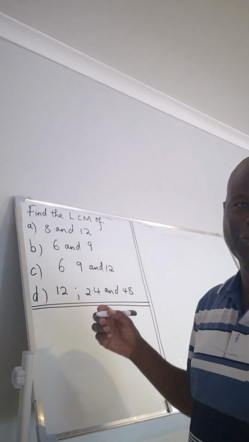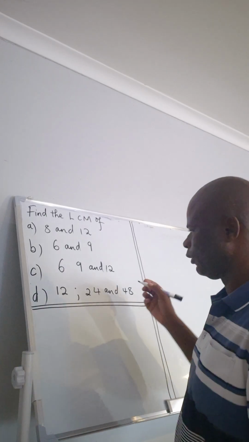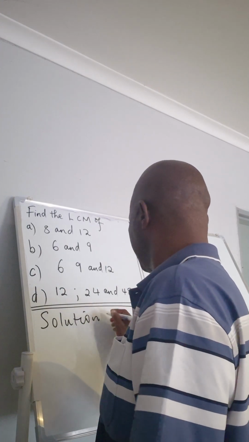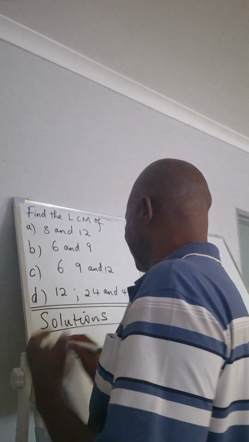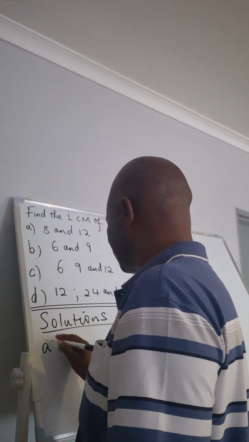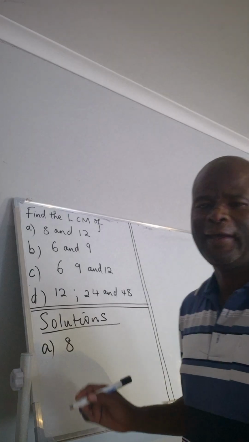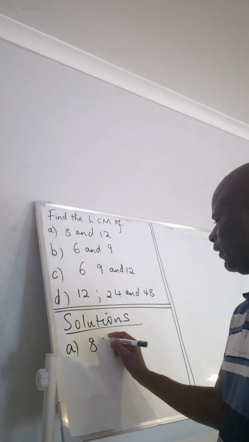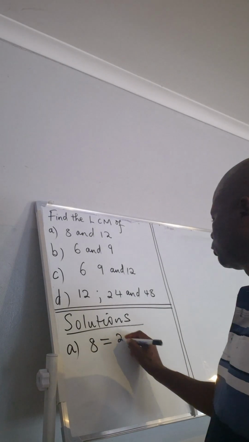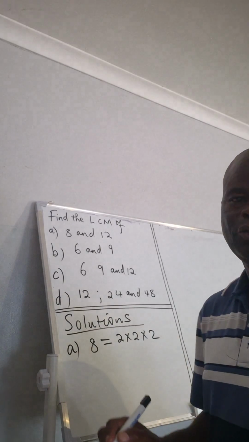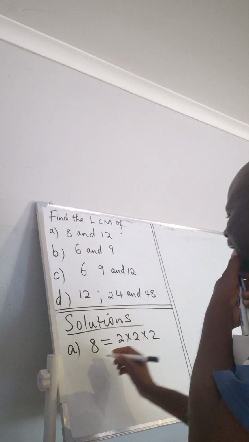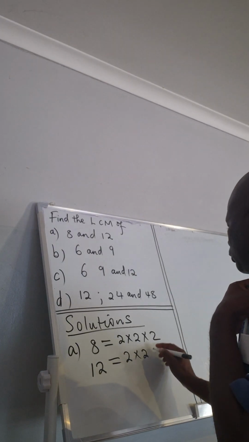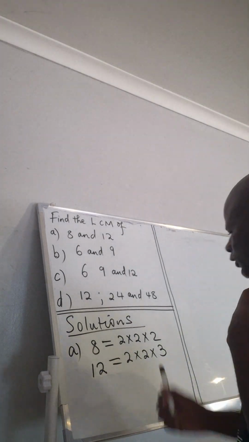You still go back to prime factorization. Solution: the first one, you have 8. Express it in prime factorization. 8 is equal to 2 times 2 times 2. We did that last time. Then 12 is equal to 2 times 2 times 3. That means 4 times 3.